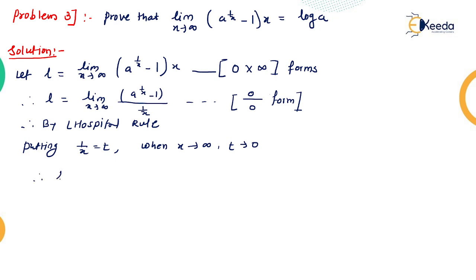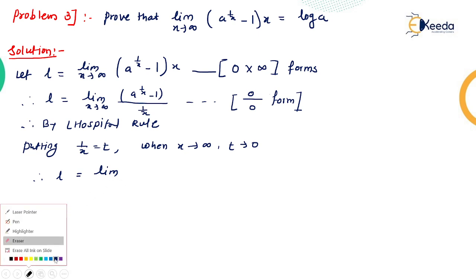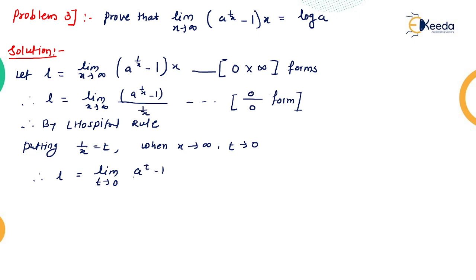So L is equal to the limit as t tends to 0, since I have already replaced x with t, of (a raised to t minus 1) divided by t. It takes the 0 by 0 form also. Observe, a raised to 0 minus 1 means a raised to 0 is 1, minus 1, that is 0 upon 0. Now we are applying L'Hospital's rule.